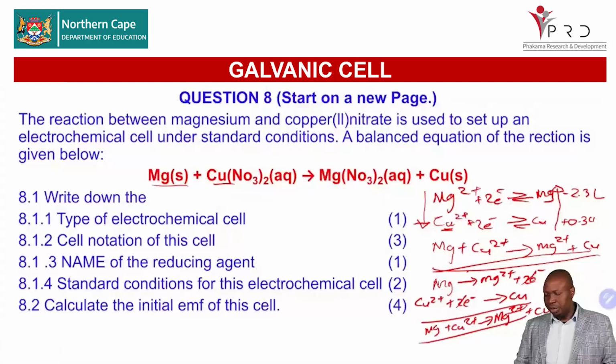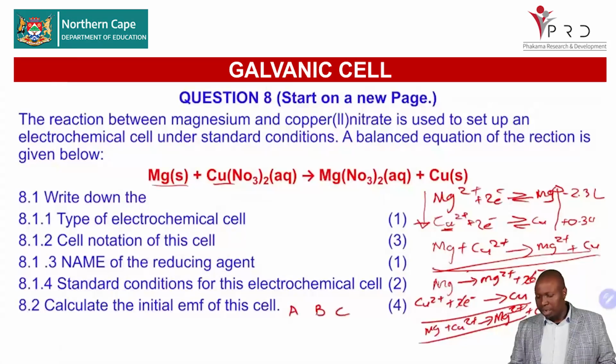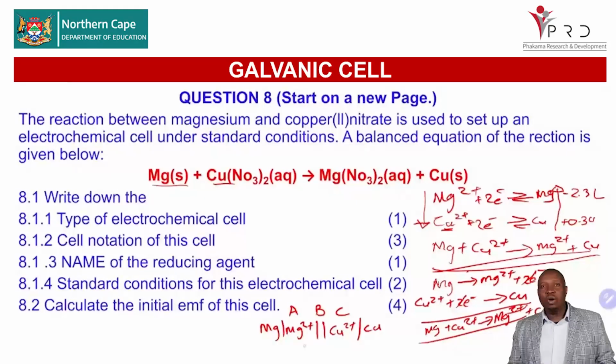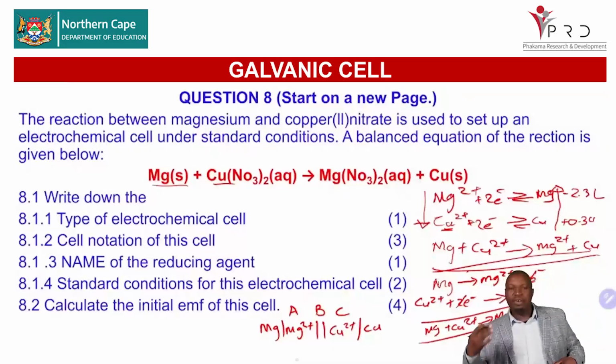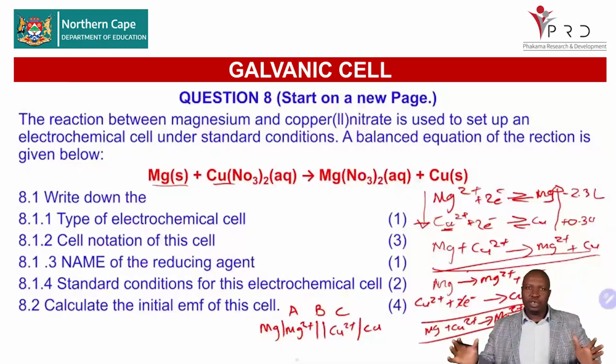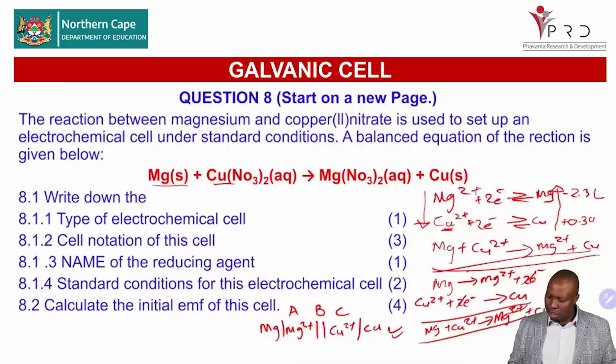When you say cell notation, you are saying A, B, C. Your anode is magnesium, forming magnesium 2+. Your salt bridge is double arrows. Your cathode, you have copper 2+, forming copper. Am I right if I indicate the concentration of the ions there of Mg2+? Yes, the initial concentration we said is 1 mole per cubic decimeter, so you can show it, it's fine. Am I right if I show the phases, solid and aqueous? You are very right. So you can copy them with the solids and the aqueous with the concentration. But even without that you will be able to get your 3 marks.